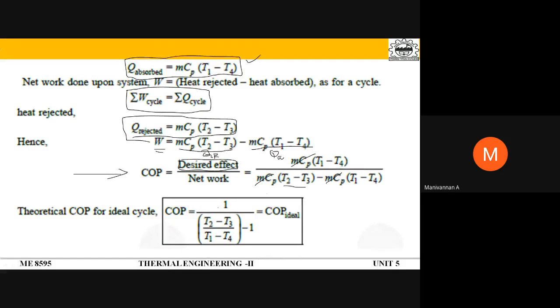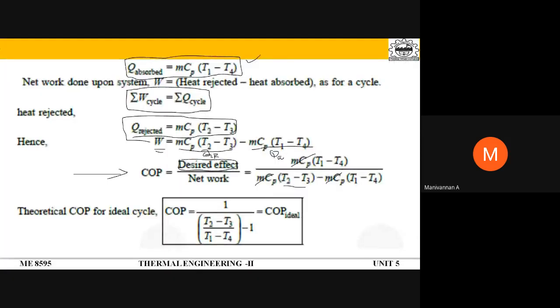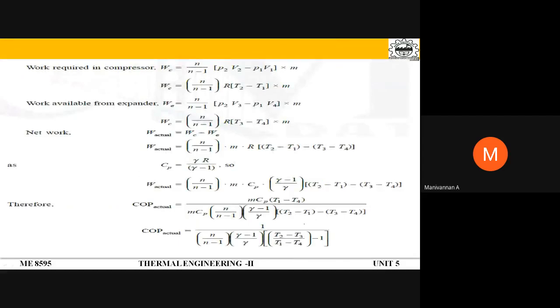So again, I will repeat, the COP of the reversed ideal cycle will be 1 by (T2 by T3 minus 1) divided by (T1 by T4 minus 1). So this is the coefficient of performance of an ideal reversed Brayton cycle. Now for the actual cycle, what will be the coefficient of performance?